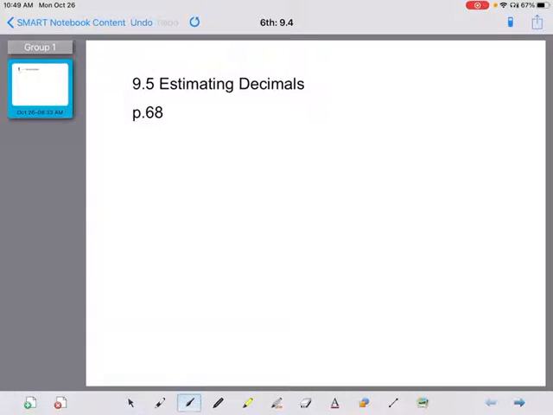Estimate sums by rounding to the nearest whole number. So what we're looking at here and what we need to remember is we are estimating, and we need to remember what it means to estimate. So it says, just as you did with whole numbers, you can estimate the answers to problems involving decimals.